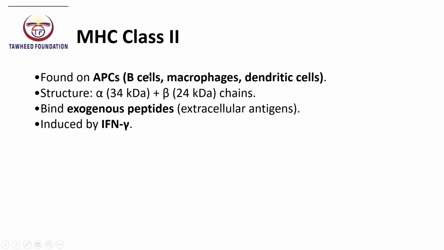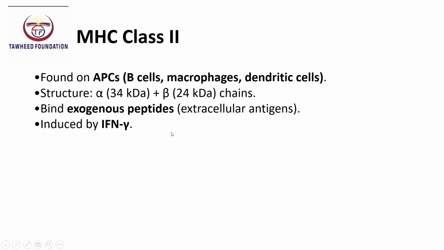It is composed of two chains, that is alpha and beta, 34 kDa and 24 kDa respectively, each folded into two domains, alpha 1, alpha 2, and beta 1 and beta 2. It is found primarily on professional antigen presenting cells, that is APCs, dendritic cells, macrophages, and B cells. They present peptides derived from exogenous antigens, that is proteins taken up by phagocytosis or endocytosis.